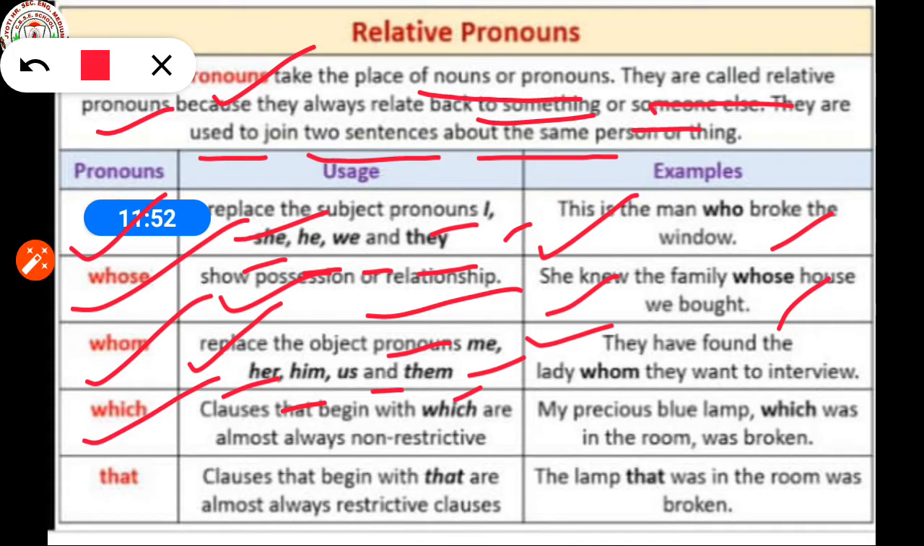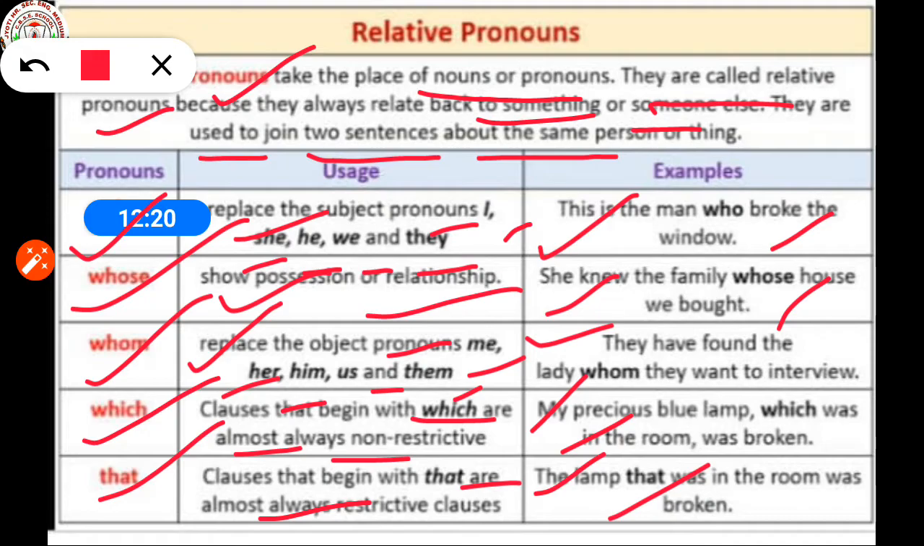Which: clauses that begin with which are almost always non-restrictive. You can see the example. My precious blue lamp which was in the room was broken. That: clauses that begin with that are almost always restrictive clauses. See the example. The lamp that was in the room was broken.